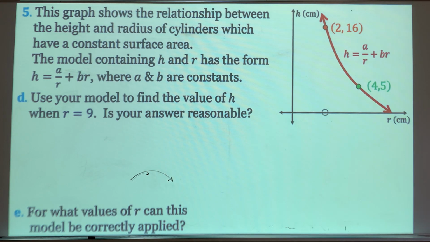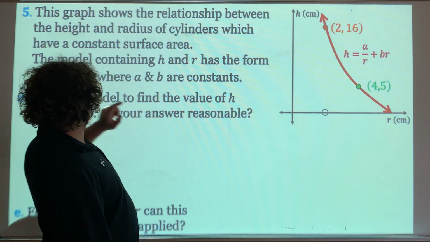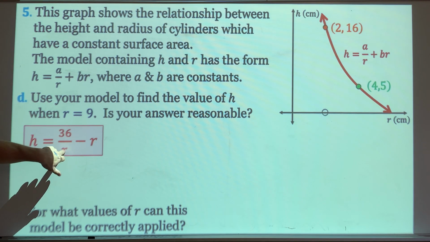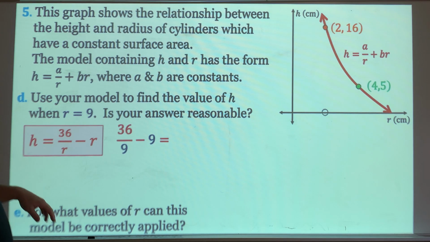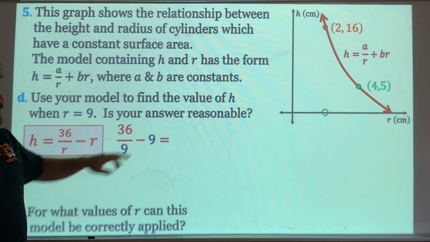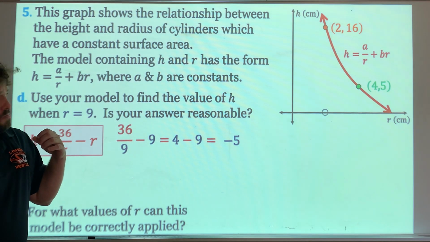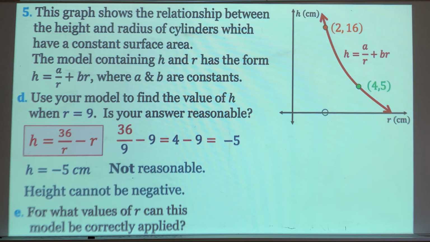Pretty easy. Use your model to find the value of h when r is 9. Can we do that? Well, we know h equals 36 over r minus r. So when r is 9, can we find h? Yeah, direct substitution. 36 divided by 9, which is 4, minus 9. Answer is negative 5. So that means our height is negative 5 when our radius is 9. Is that reasonable? No. Can you have a height of negative 5 centimeters? No, height cannot be negative. Height has to be positive.